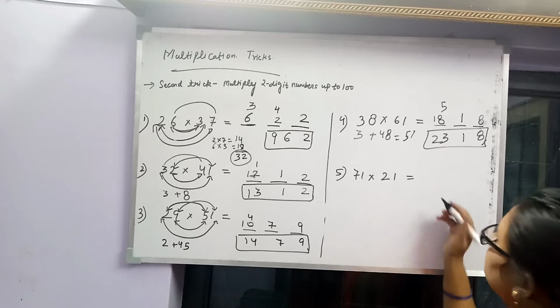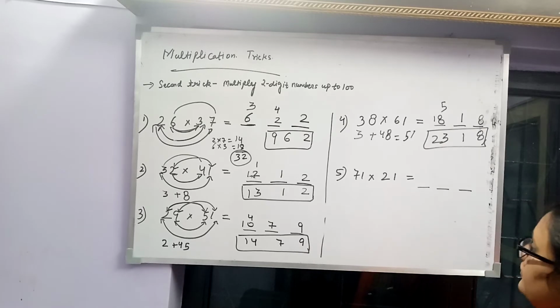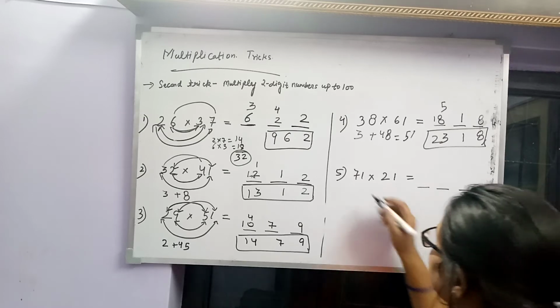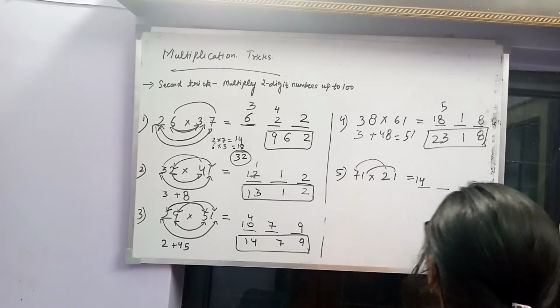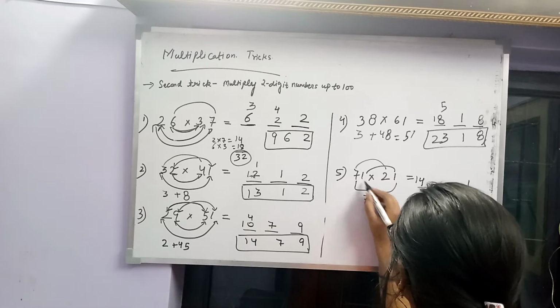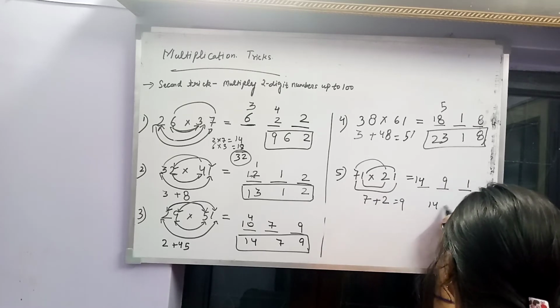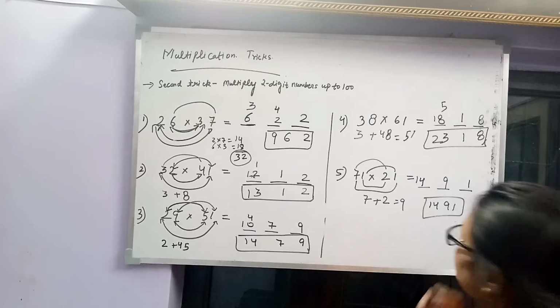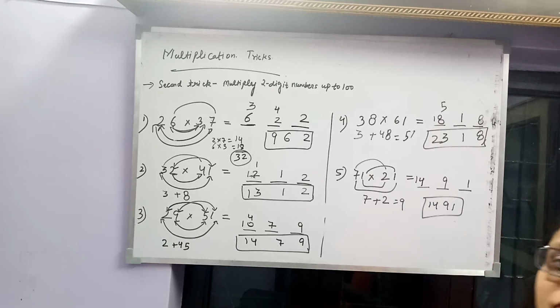Now again, this is the last problem. We have made the 3 blanks. Multiply 7 into 2, 14, 1 into 1, 1, then 7 into 1, 7, 2. So 1491 is the answer for problem 6. So you can see that this is very simple to do, and we can get the answer for the multiplication within 3 or 4 seconds.